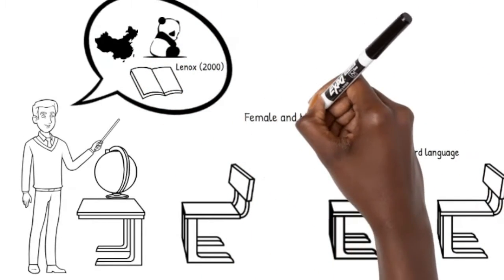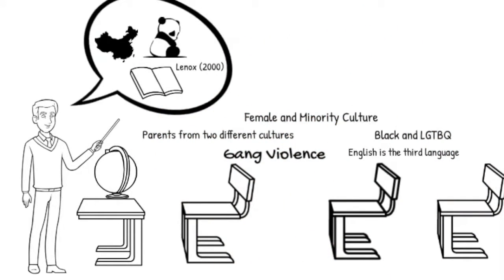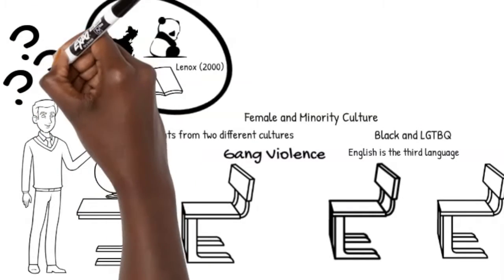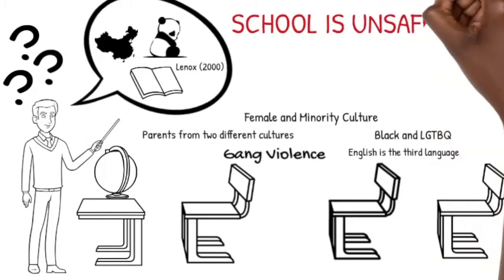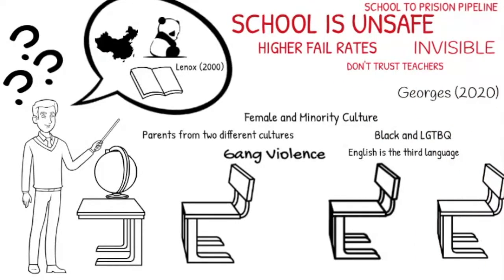And yet, when there is so much diversity in the classroom, including students who may be multiply oppressed from extremely diverse backgrounds, parents with two different cultures, how can one teacher bring in so much diversity and represent so many different people? And when they aren't represented, then they feel that school is unsafe. They have higher failure rates, they're more likely to drop out, and they feel invisible in the schools.